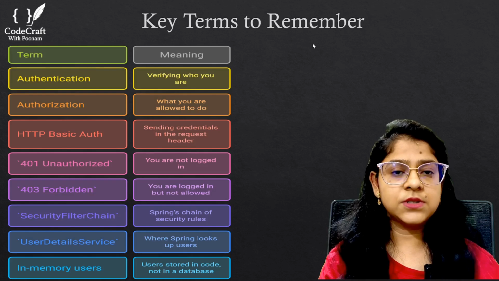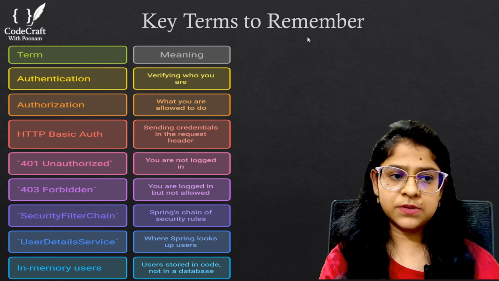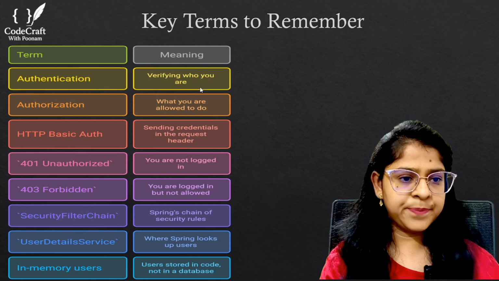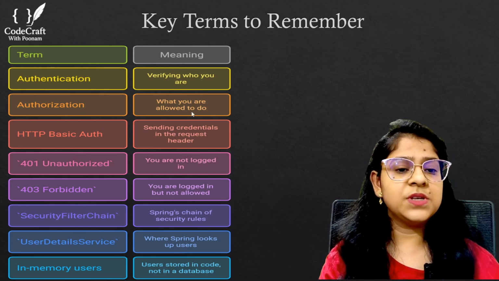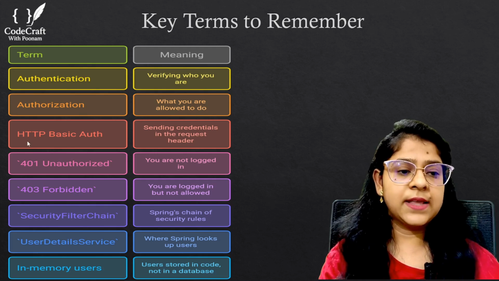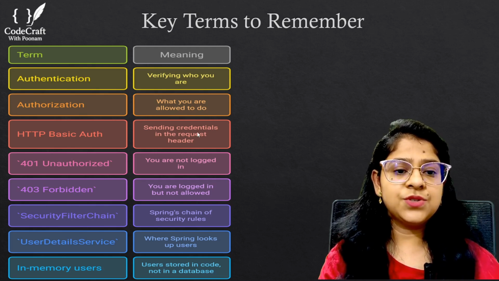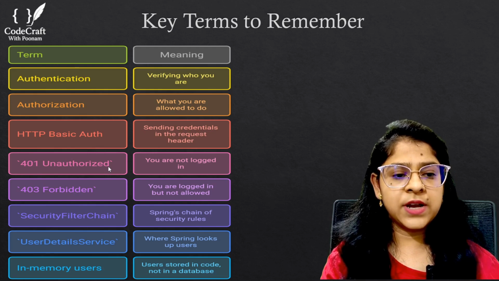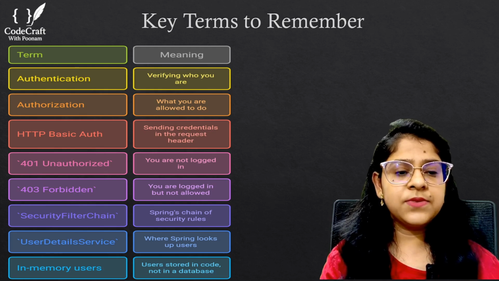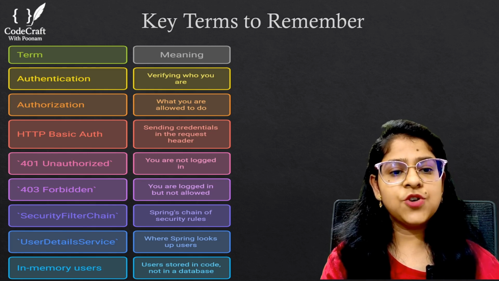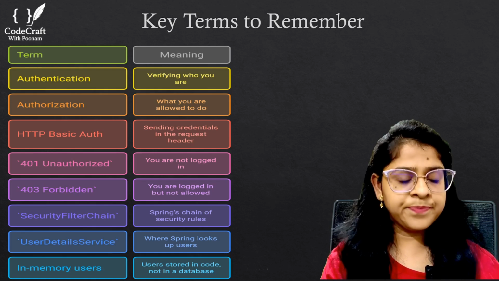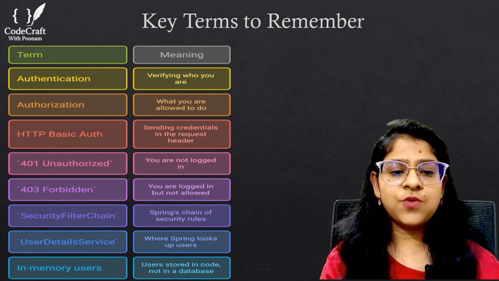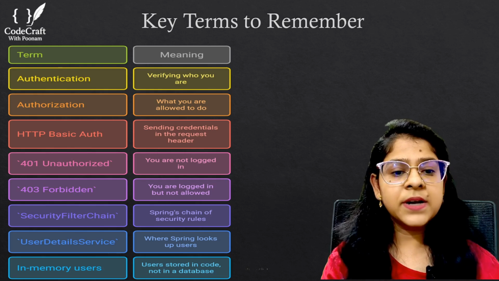Okay, so now coming to the key terms which you need to remember. Authentication means verifying who you are. Authorization means what you are allowed to do. HTTP basic auth is used to send the credentials in the request header. Next, 401 unauthorized is a status code displayed when you try to access and you are not yet logged in. And then 403 forbidden is displayed when you try to access when you are logged in but not allowed.